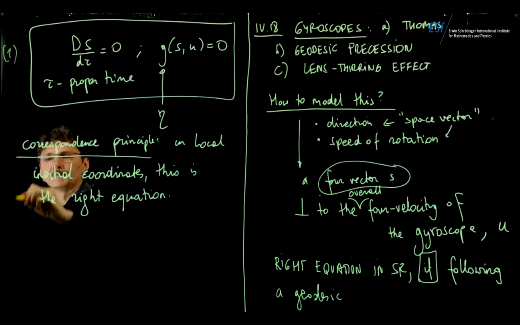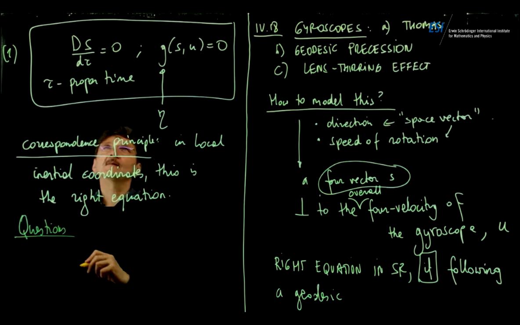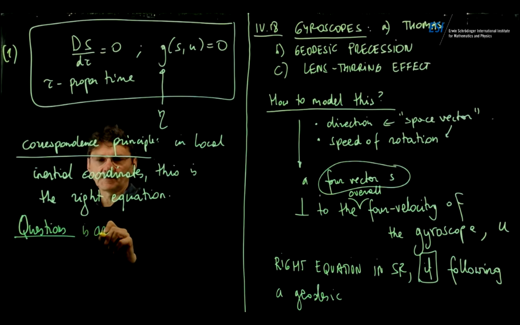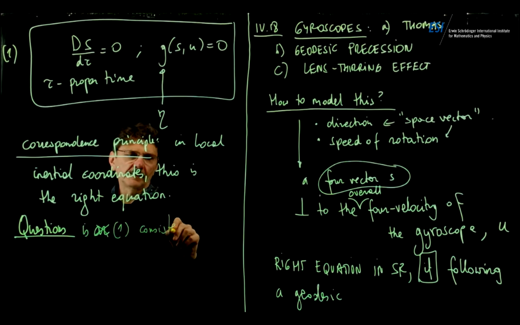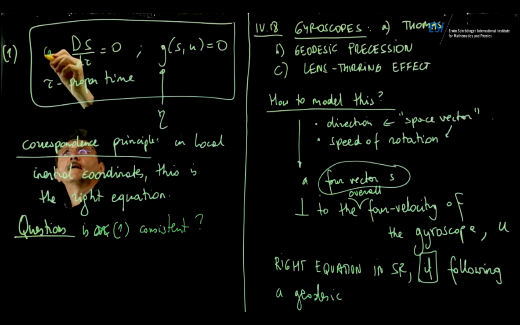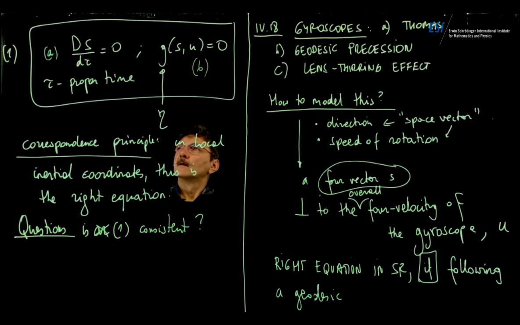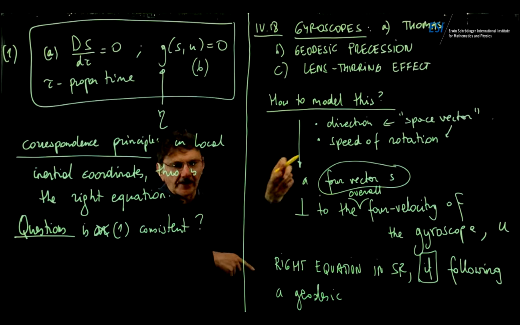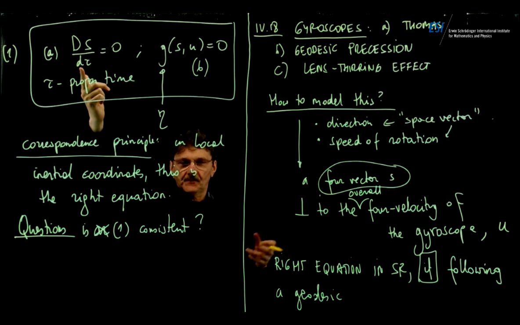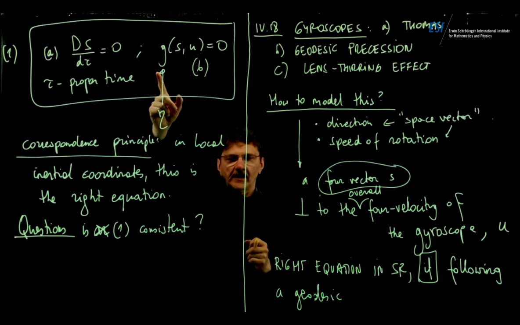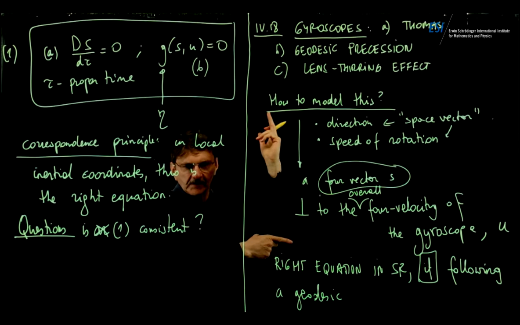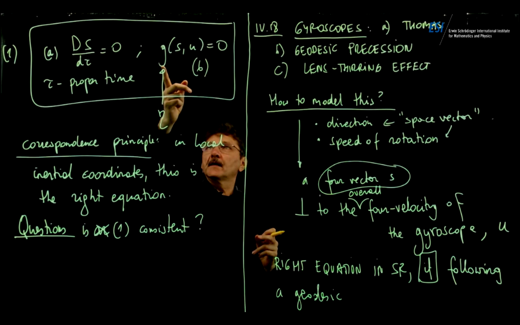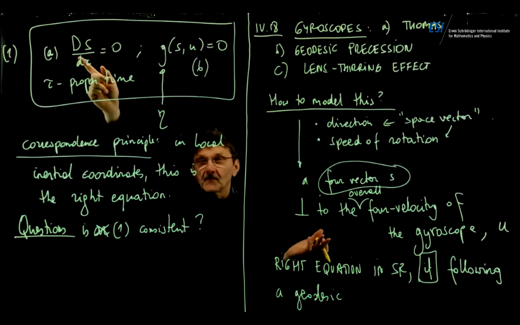Well, the first question to ask here is, are these equations compatible? Is one consistent? So we call this equation A and equation B. What is the issue here? Well, suppose we give the direction of the gyroscope right now. We can use this equation, solve it along this geodesic on which it's moving, and you'll know S for all time. Now, initially, we can arrange so that this direction of the rotation is orthogonal to our unit time-like vector.